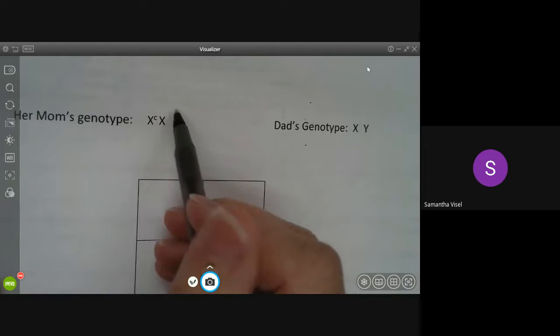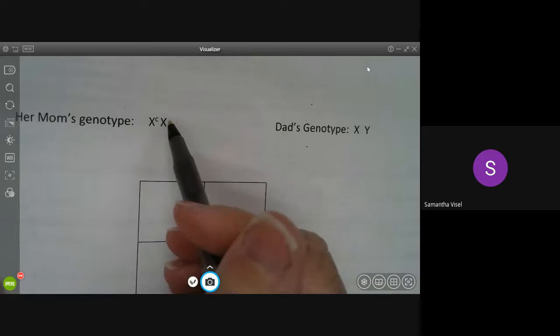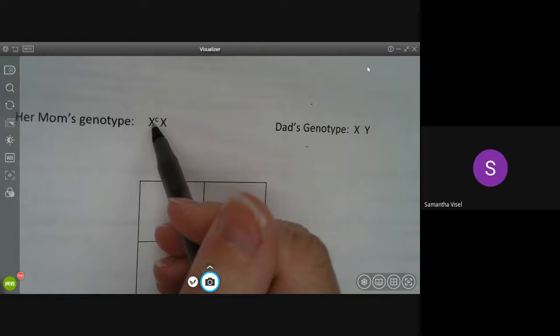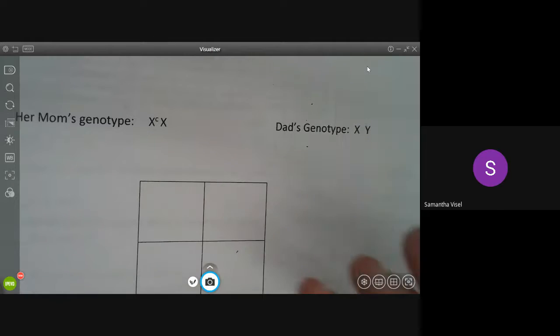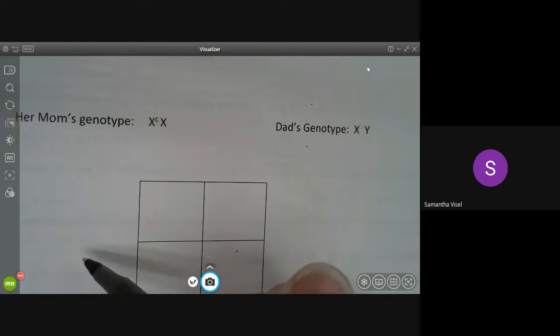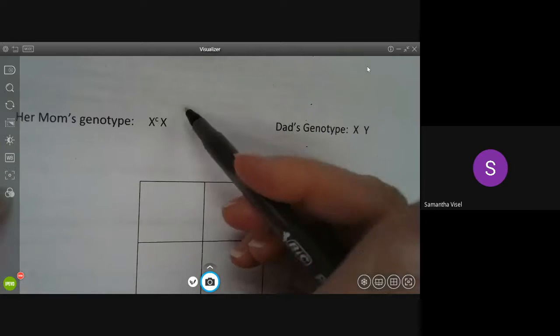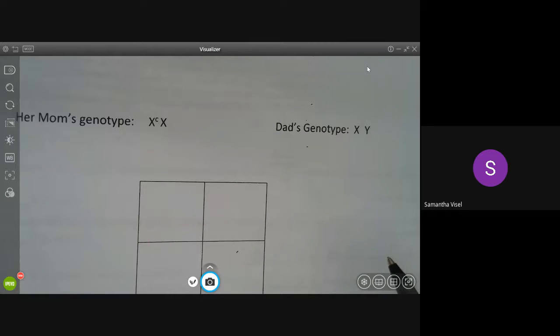So my mom, being female, has 2 X chromosomes. Now, since my brother is colorblind, that means she must have an X chromosome that has color blindness on it. So we're going to use a superscript here, C, to represent the bad X, the one that has color blindness on it. Now, since my sister and I are not colorblind, that means she must also have a good normal X that does not have color blindness.